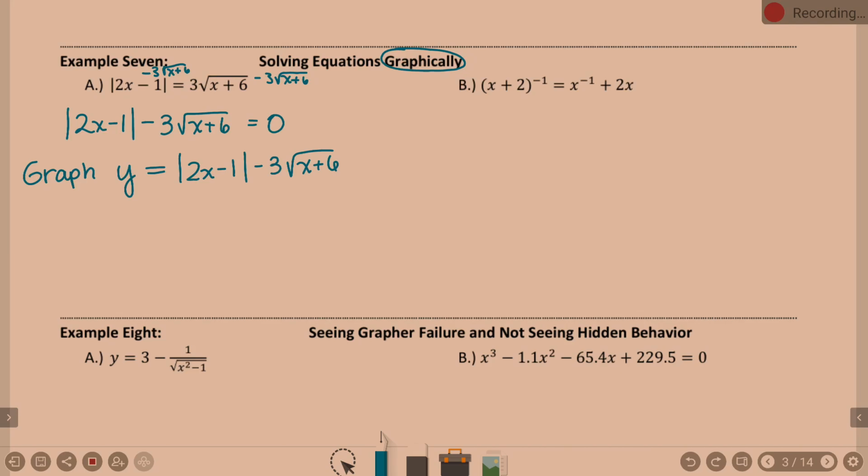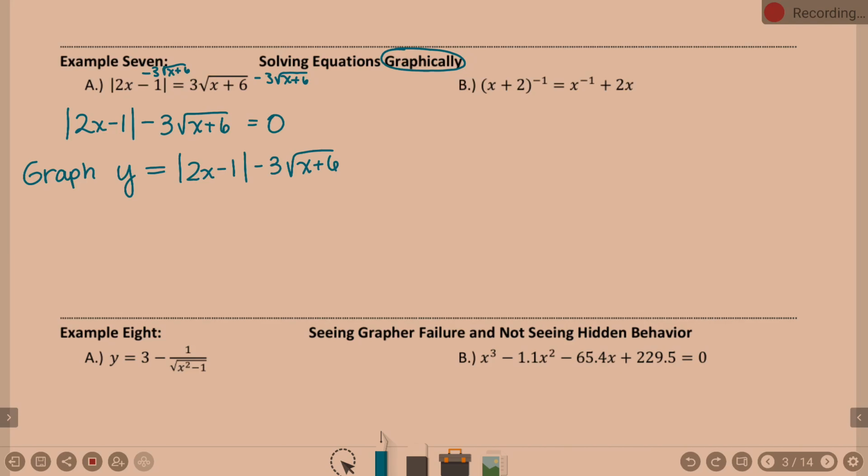Do a zoom 6. That will reset things. There you go. Now we've graphed it. Am I done? No, we're supposed to solve this. What do I mean? Find the x's. Where are the x's? Where the graph crosses the x-axis, where y equals 0.